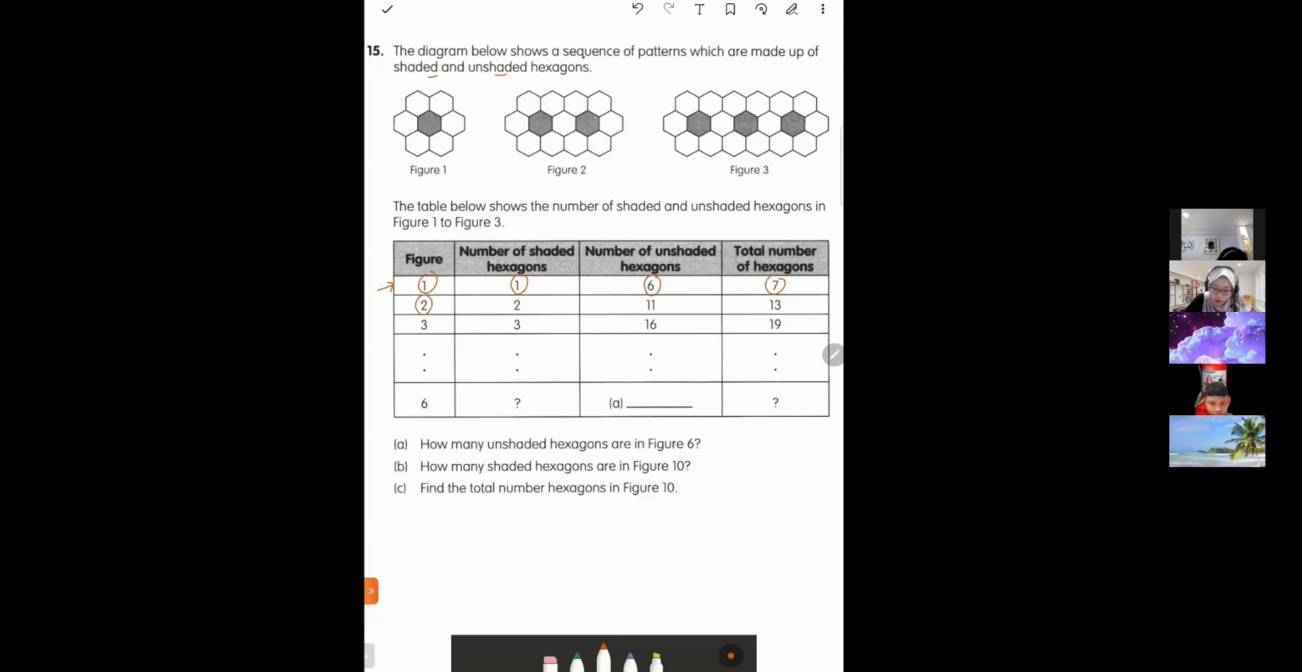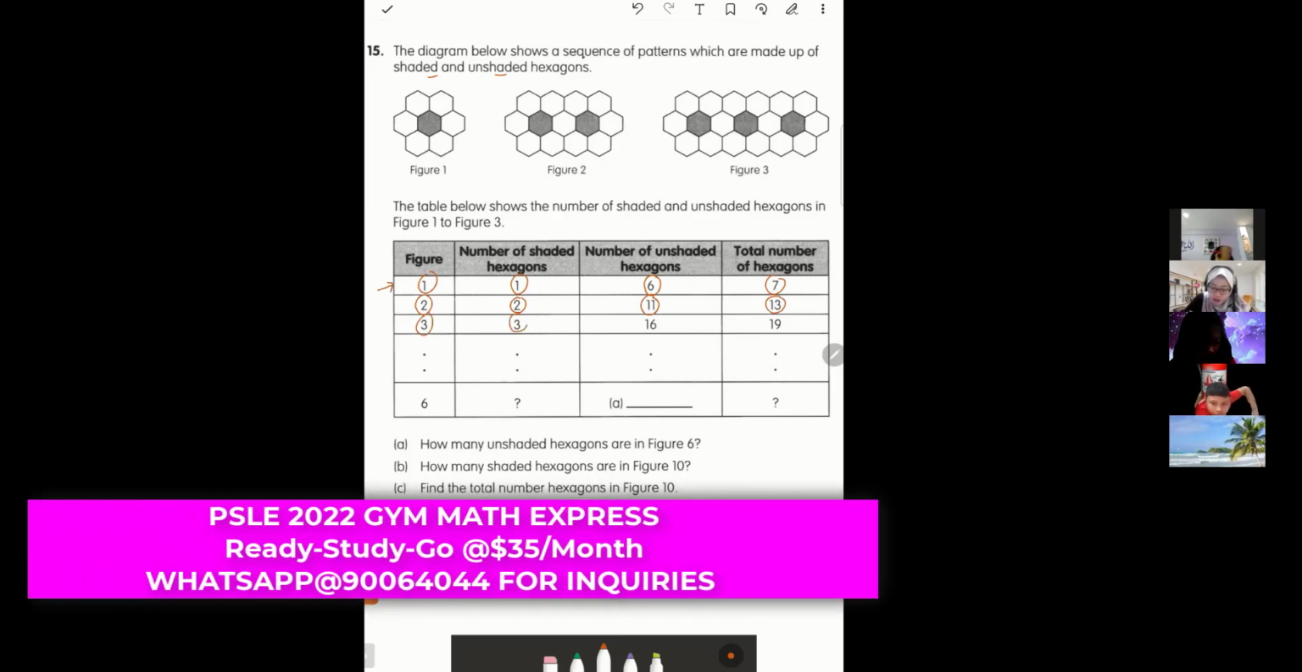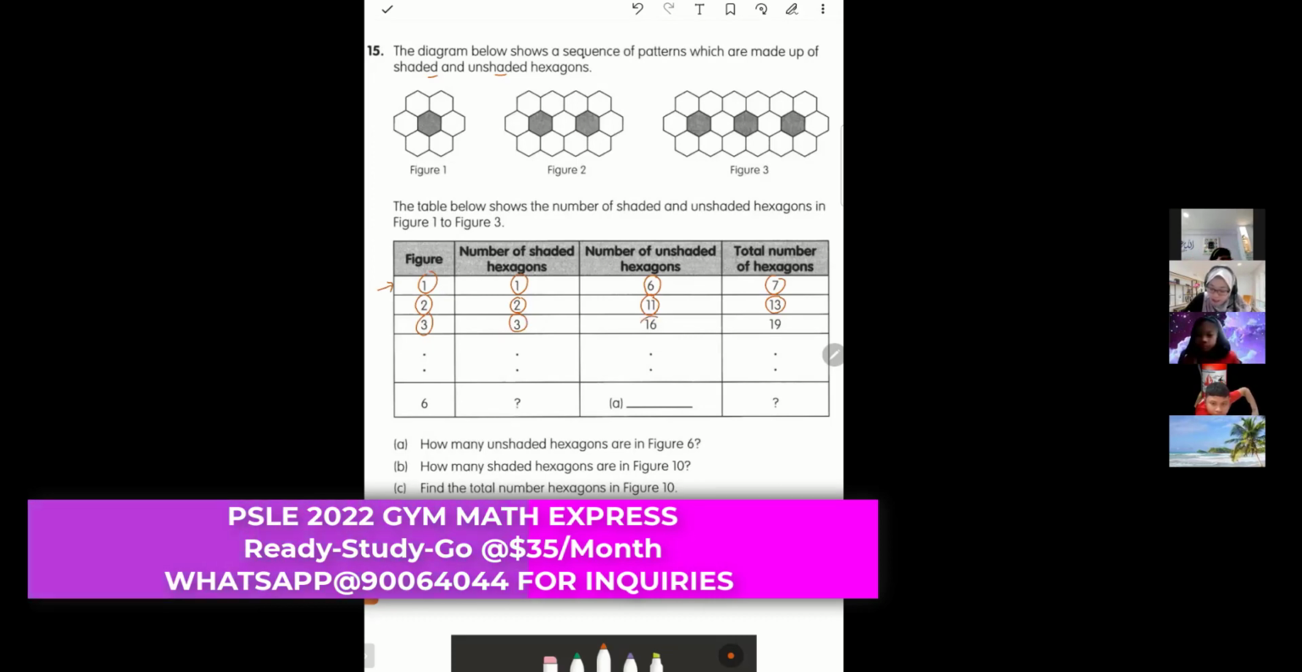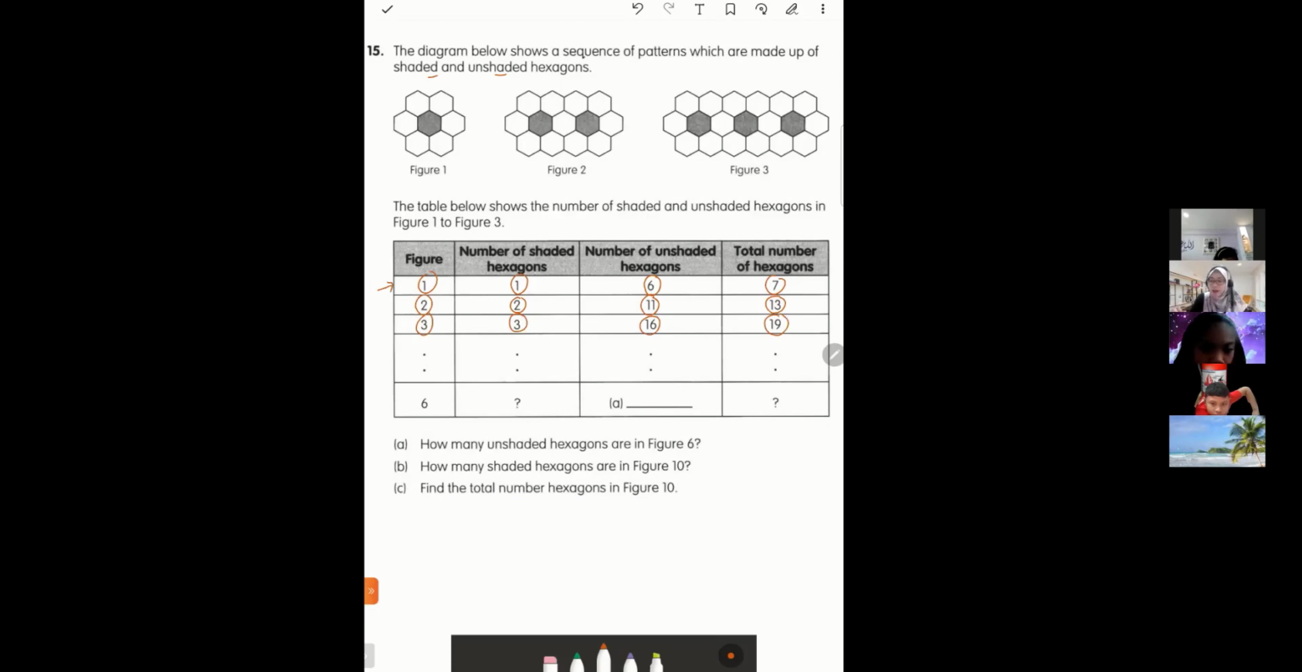Figure 2, I have 2 shaded hexagons, 11 unshaded hexagons, and a total of 13 hexagons. Figure 3, I have 3 shaded hexagons, 16 unshaded hexagons, and a total of 19 hexagons. Can you see there's a sequence or a pattern there? Let's figure out the pattern first.